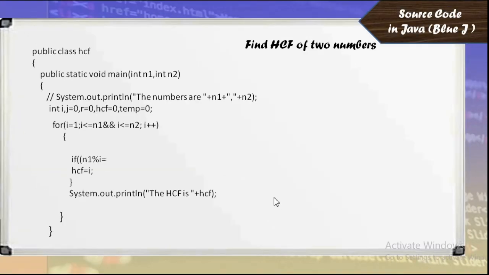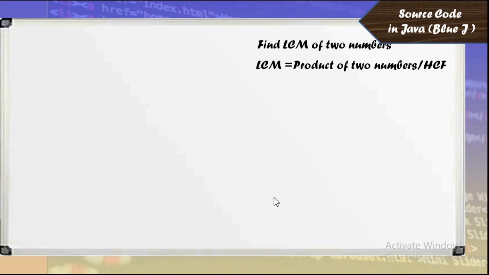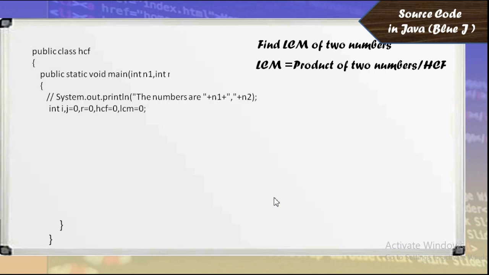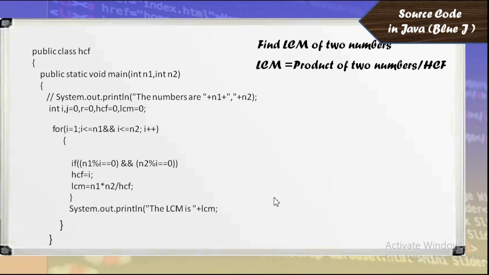Lowest common multiple or LCM is the product of two numbers divided by HCF. To find out the lowest common multiple of two numbers in the program of highest common factor, we have to add LCM equals n1 multiplied by n2 divided by HCF.